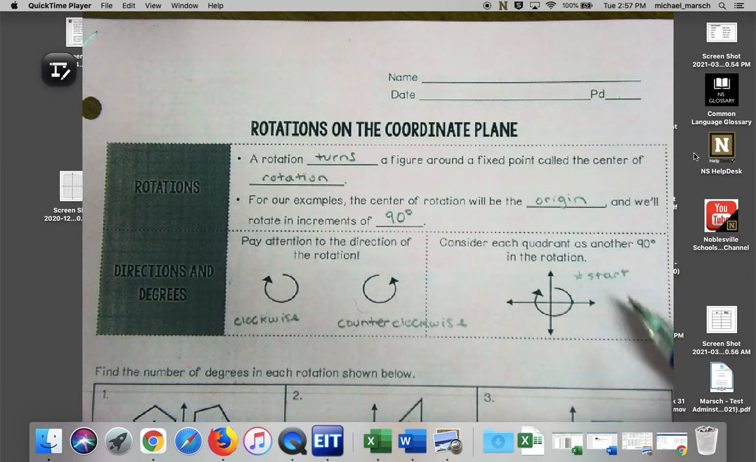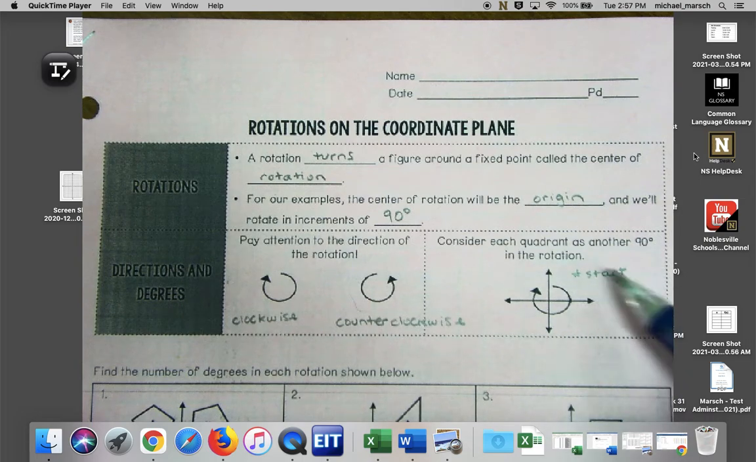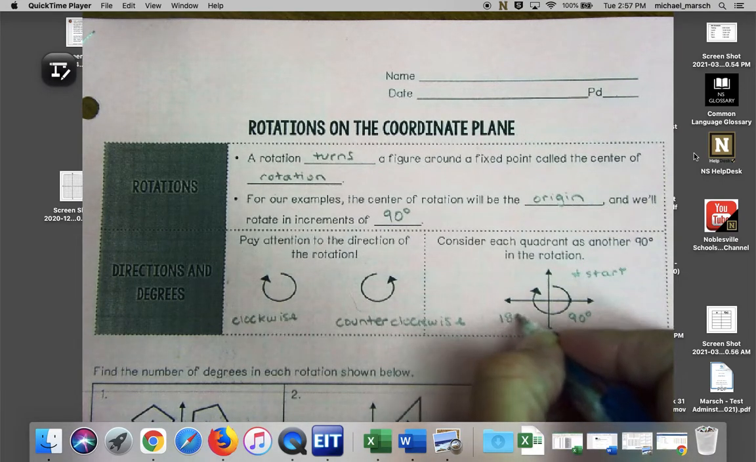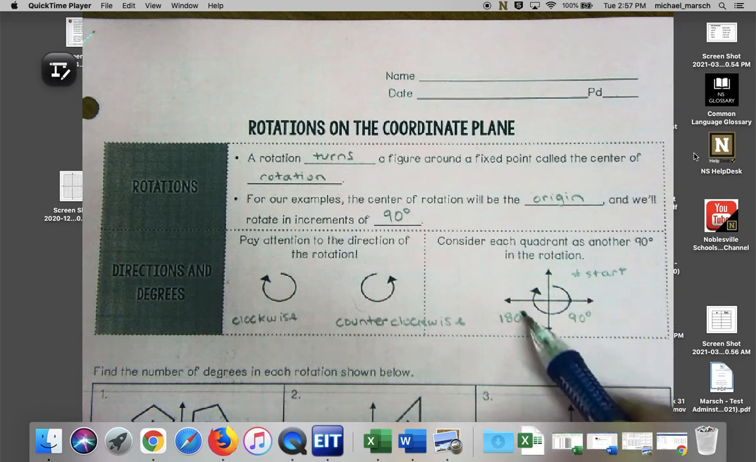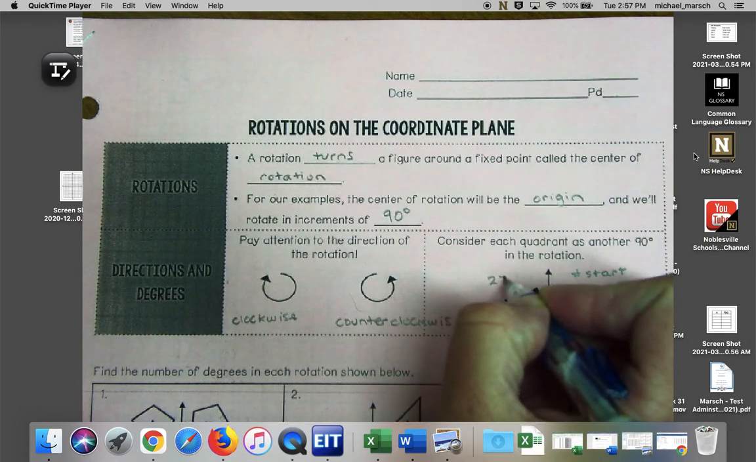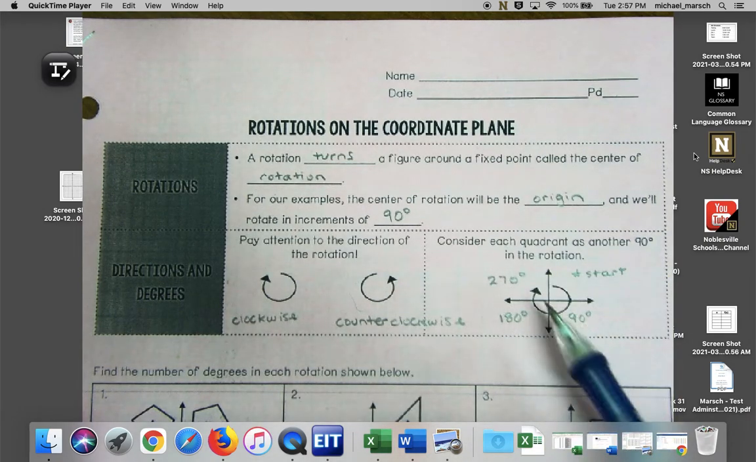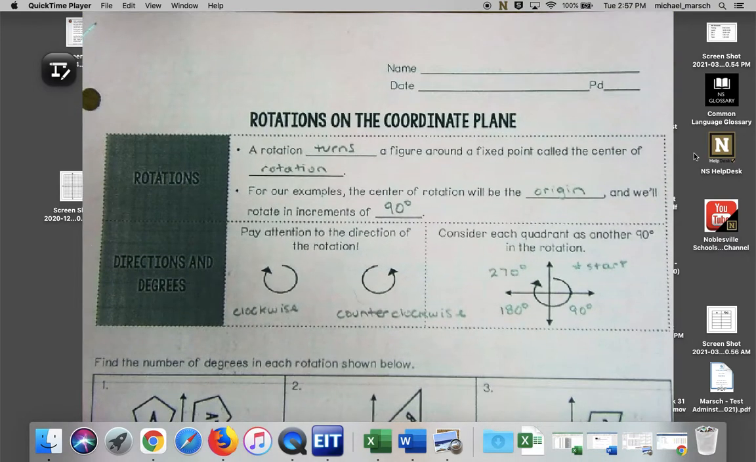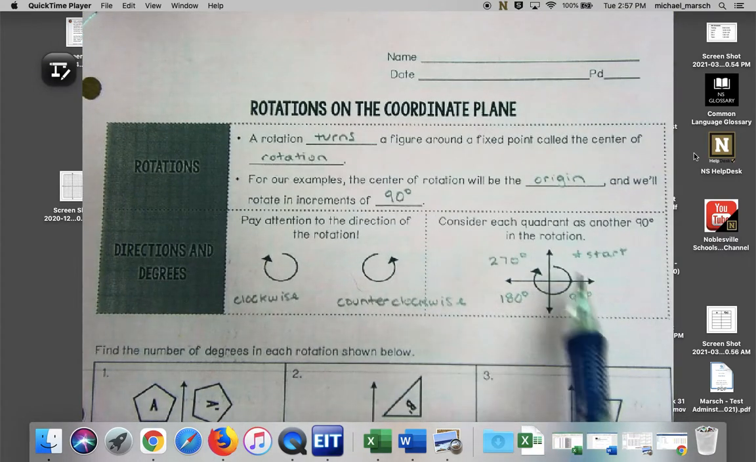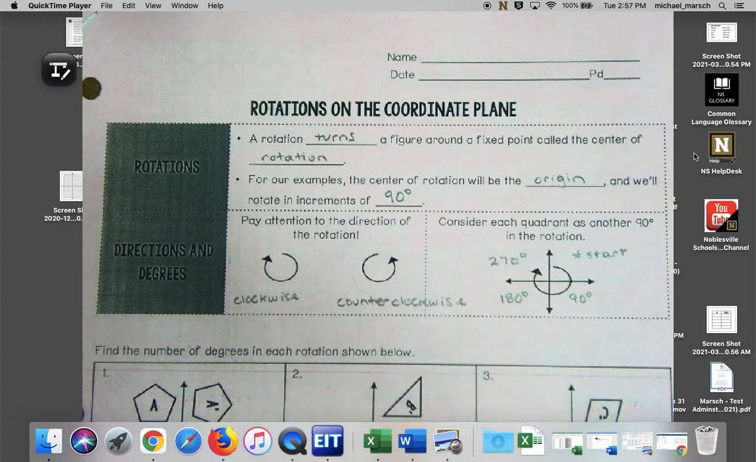All right. So we've got a starting point here. If we're moving clockwise, if we moved 90 degrees, the image would be here from our pre-image. If we moved 180 degrees, we'd be here. And if we rotated 270 degrees, we would be up in this quadrant. Okay? And it's really important because when you see something shift, you want to be able to tell how far did it go.